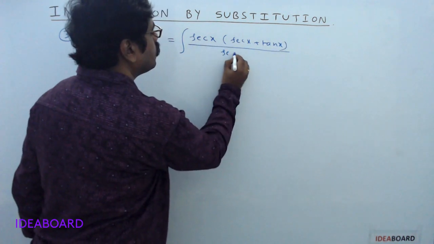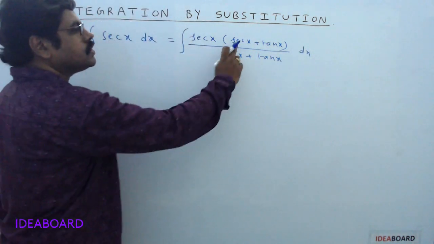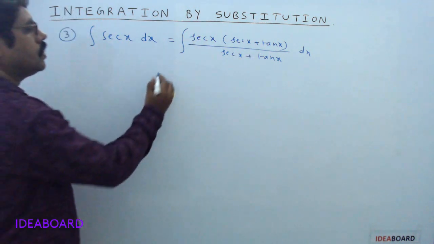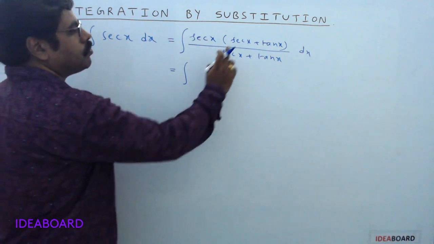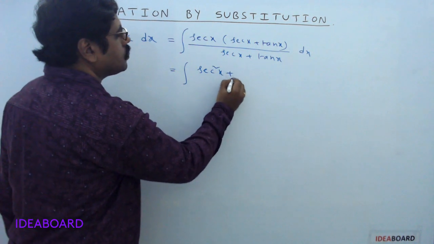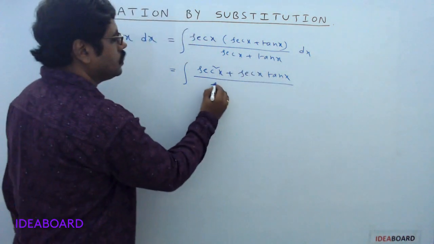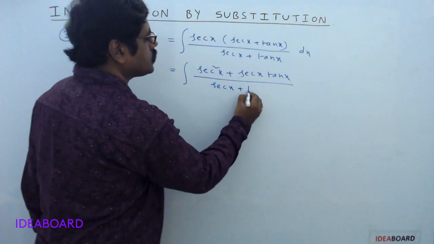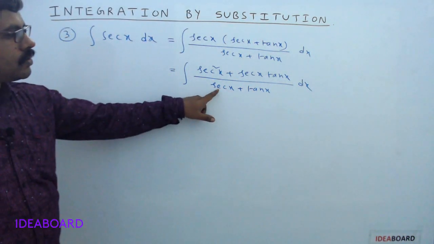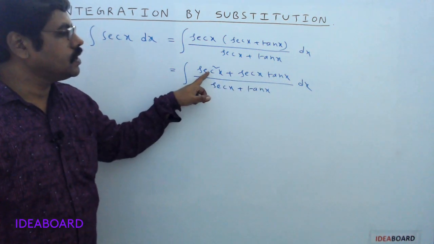So integral secant x into secant x plus tan x divided by secant x plus tan x dx. Now this equals integral, multiplying these two terms with secant x, secant square x plus secant x into tan x divided by secant x plus tan x dx. Now, what is the derivative of secant x? Secant x into tan x. The derivative of tan x is secant square x.